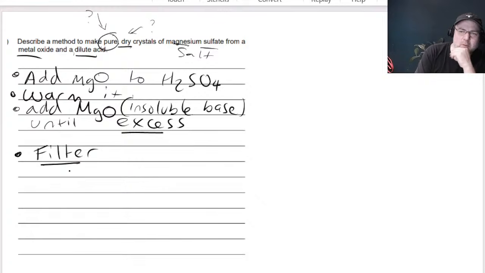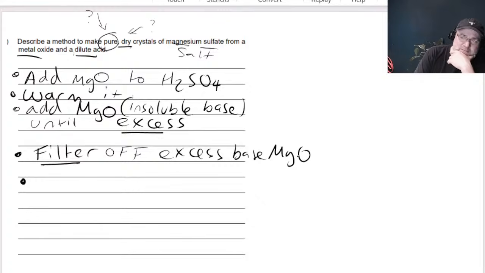Now, don't be frightened to add a couple of details. You never know when they're going to get cheeky and say you need to mention funnel, filter paper, filtration. So just filter with a funnel and filter paper if you can remember. If you can't, don't worry, because sometimes they just want filter. What are you filtering? You're filtering off excess base. In this case, excess base is MgO.